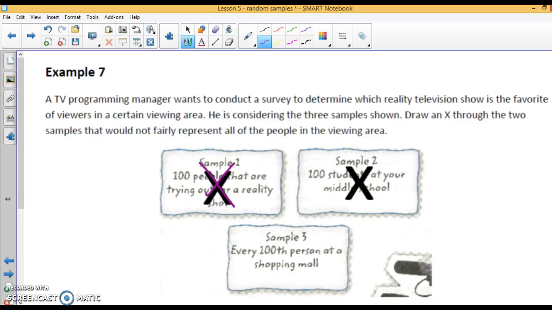100 students at your middle school. Well, remember, the population is everybody that lives in Boyertown. Does everybody in Boyertown go to our middle school? No. So it's not a random sample because not everybody has an equal chance.